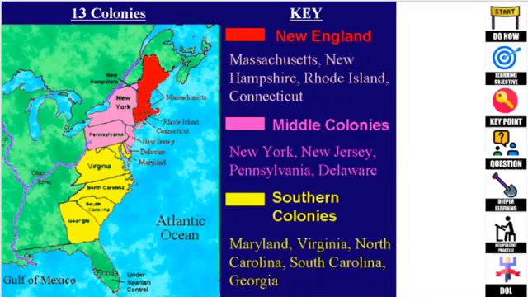And we know that there were different states in each region. So for example, New England has Massachusetts, New Hampshire, Rhode Island, Connecticut. The middle colonies: New York, New Jersey, Pennsylvania, and Delaware. And lastly, the southern colonies: Maryland, Virginia, North Carolina, South Carolina, and Georgia.